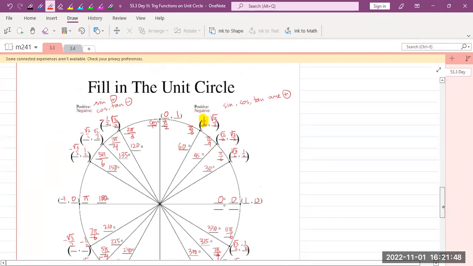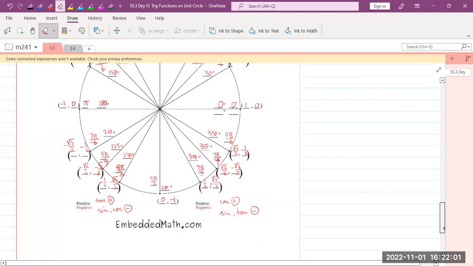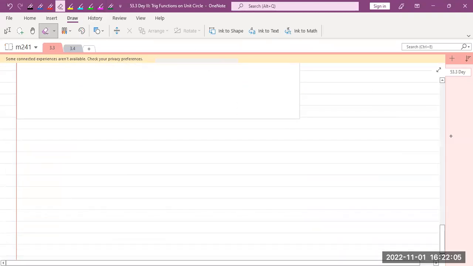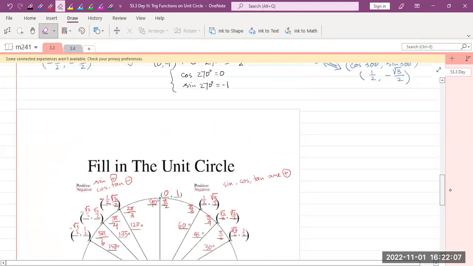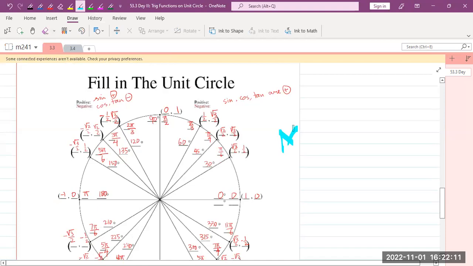Please see how I did this unit circle, and then print out your own file and try to do it on your own. Furthermore, once you are done with that, make sure you memorize this. Memorize this.